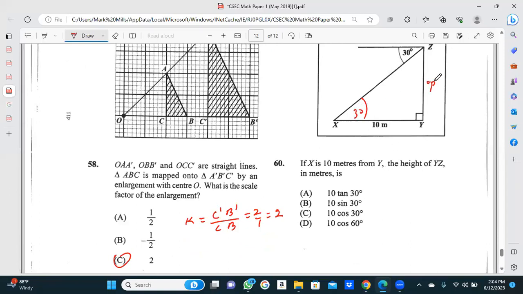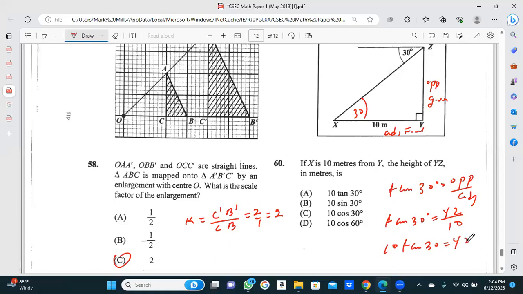This is the opposite, and this is the adjacent. Which formula is this? Tan. Tan 30 degrees is equal to opposite over adjacent, right? So tan 30 equals YZ over 10. So we have to make A the subject. That's smart. All right.